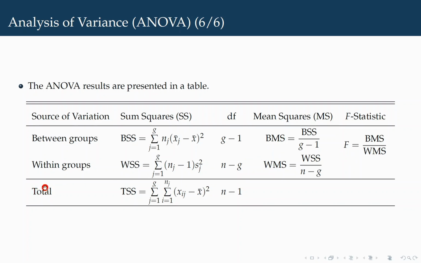And regarding the total, we will have the total sum squares, which is the sum of between sum square and within sum square. Then the degrees of freedom for the total is nothing but n minus 1. This is nothing but the degrees of freedom for the between sum square, g minus 1, plus the degrees of freedom for the within sum square, that is n minus g. So this sum is n minus 1.